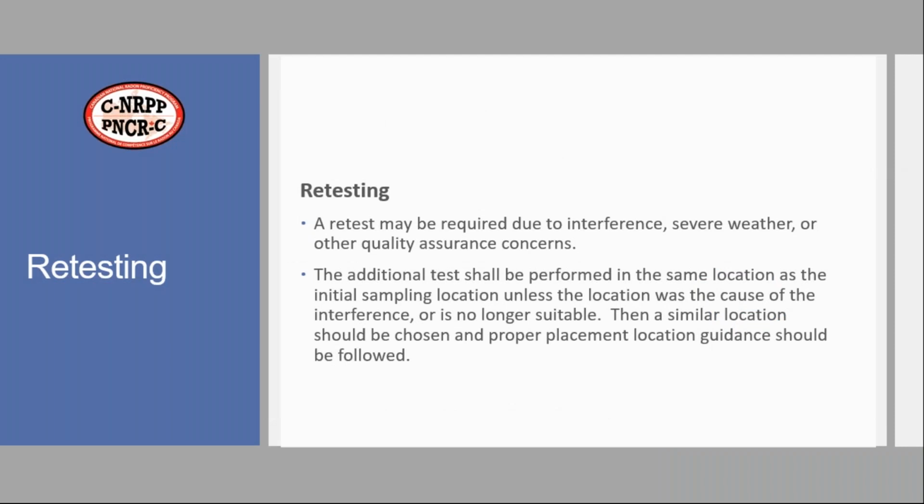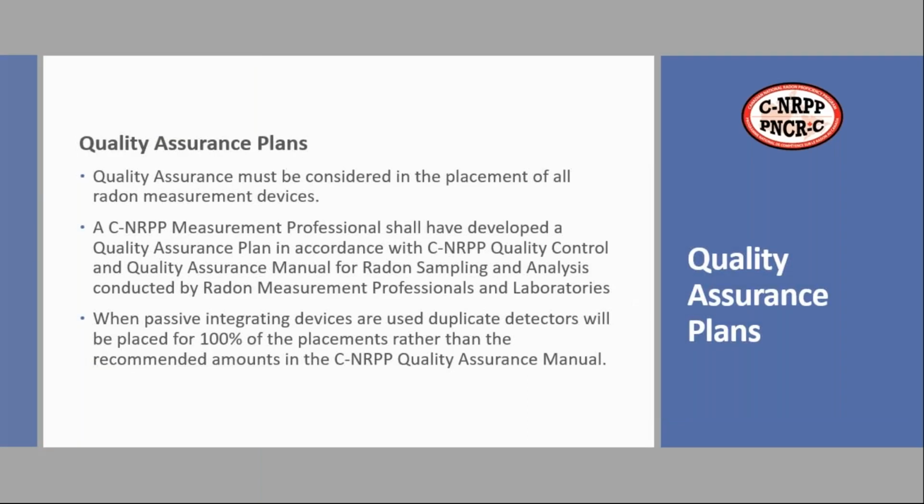Now, if retesting must be completed, a retest may be required due to interference, severe weather, or other quality assurance concerns. The additional test shall be performed in the same location as the initial sampling location unless the location was the cause of the interference or for some reason is no longer suitable. Then a similar location should be chosen. Again, proper placement location guidance should be followed.